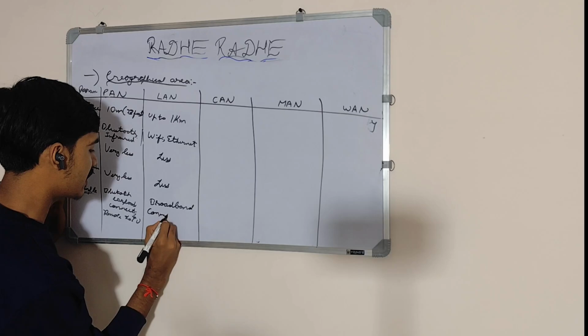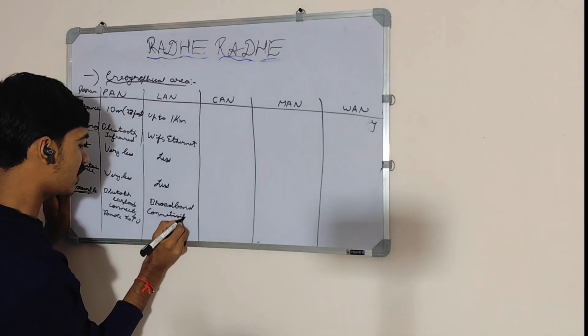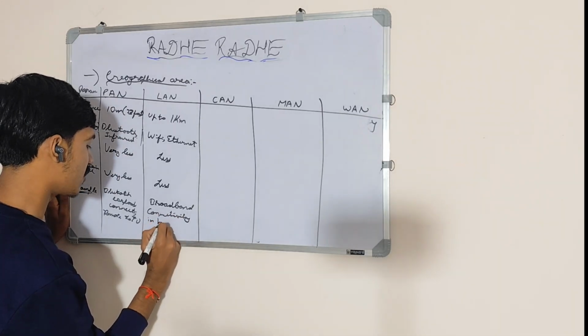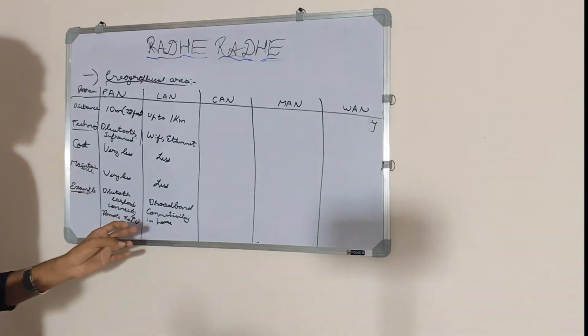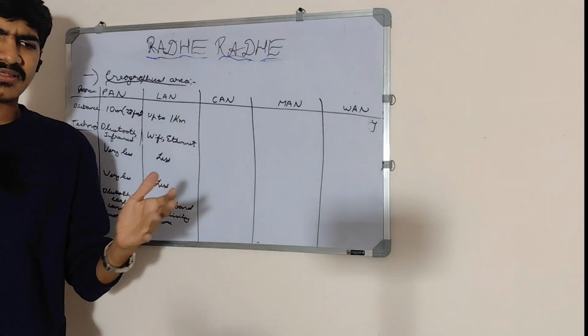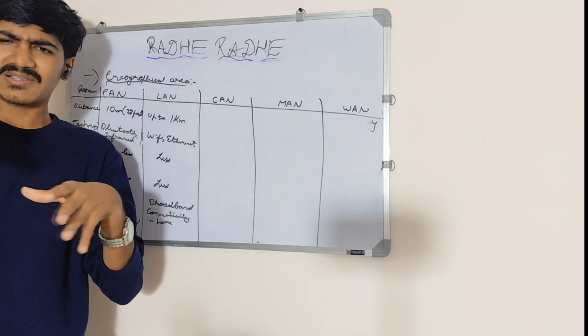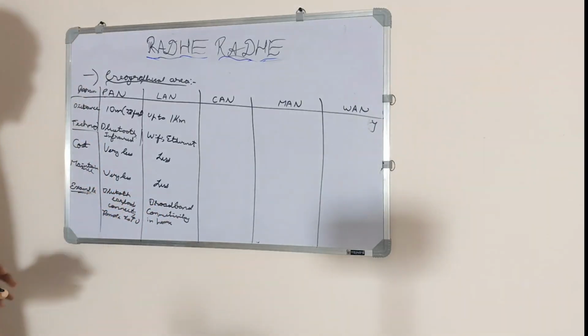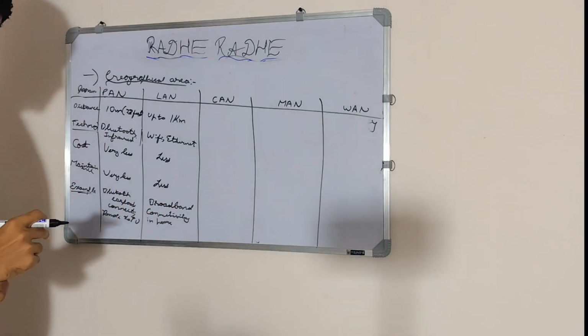Broadband connectivity in home using a router, or in offices, Ethernet. Yeah, Ethernet cable connectivity. Okay.